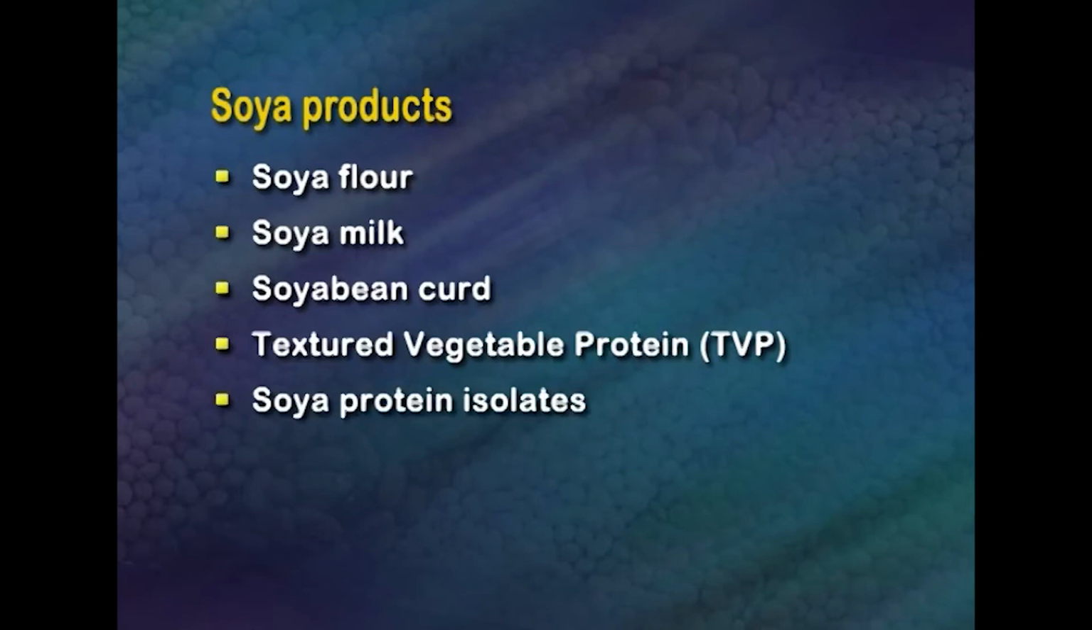Soy protein isolates are protein granules isolated by processing, and they are fortified with vitamins and minerals and used as a complementary food. Apart from these, fermented soy products, soy sauce and soy paste are used in the preparation of Chinese dishes.